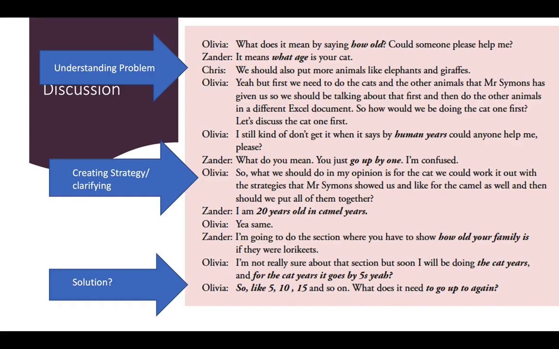You can see that first they went in, attempting to understand the problem. Olivia asked, what does it mean by saying how old? And Xander gives some sort of clarification. Chris suggests that we think about other animals that aren't even in the problem. And then they create a strategy or they clarify. Xander suggests you just go up by 1.